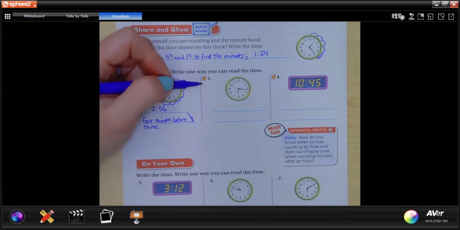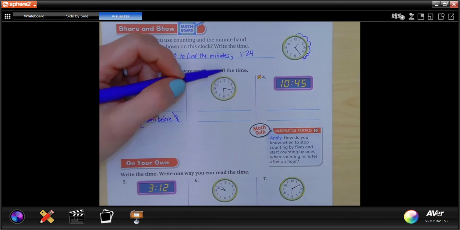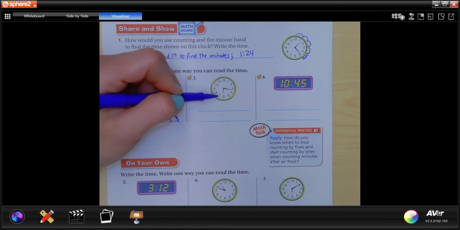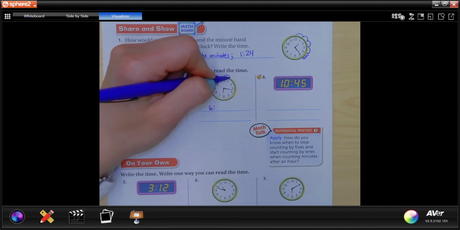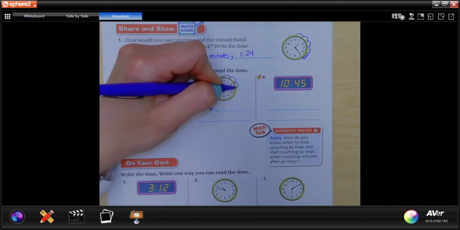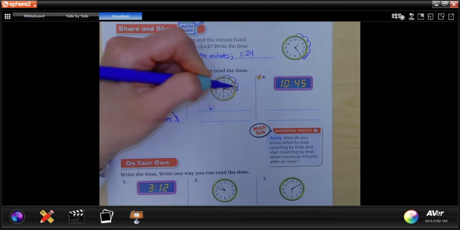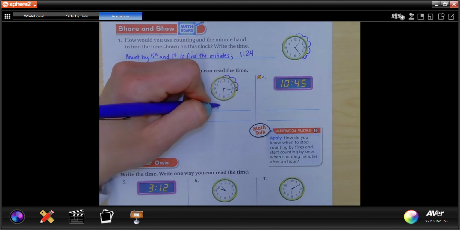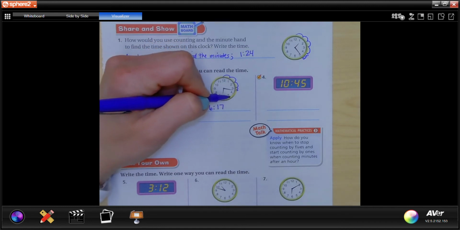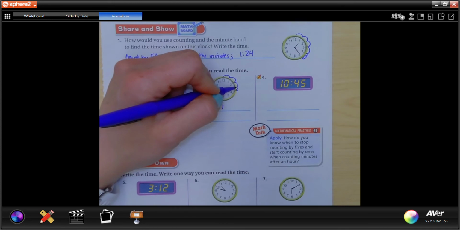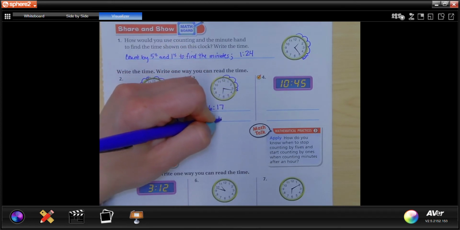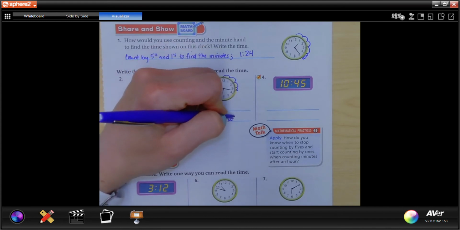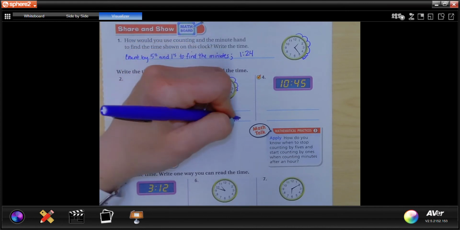All right, number 3. Let's see, it's between the 6 and the 7, so it's 6. Let's count by fives. 5, 10, 15, 16, 17. 6:17. Well, because it's before 30, we will say it's 17 minutes after 6.